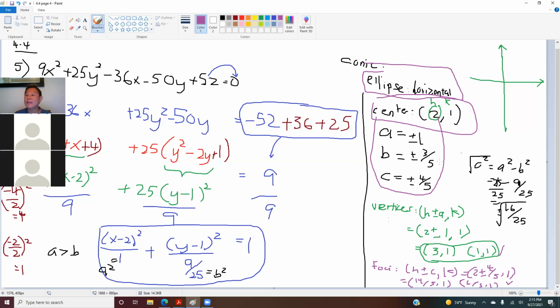So the center in this case is 2, 1. So we're going to draw the ellipse now. So 2, 1, so x is 2, y is 1. So this is the center. So since you told me that your vertices is in horizontal, it goes to 3, 1. So 3, 1 means this is 3, 1. And 1, 1 means, so this is your vertices. The distance from the center is 1.